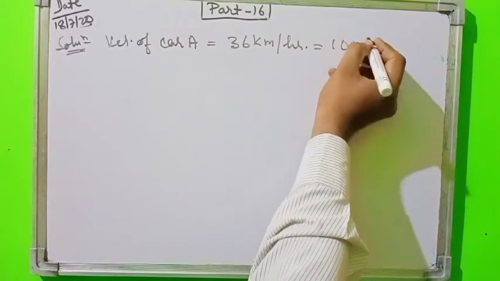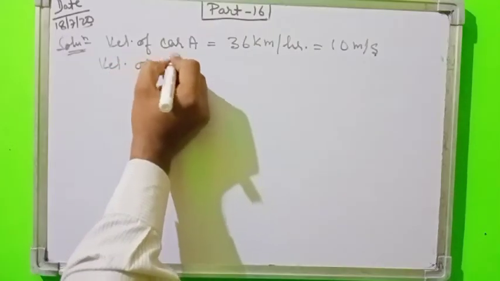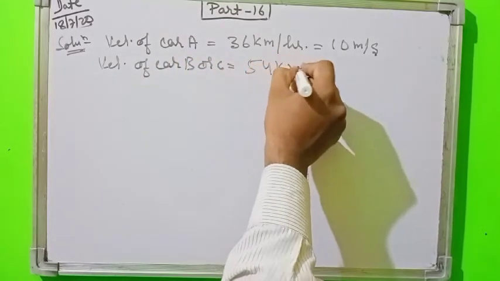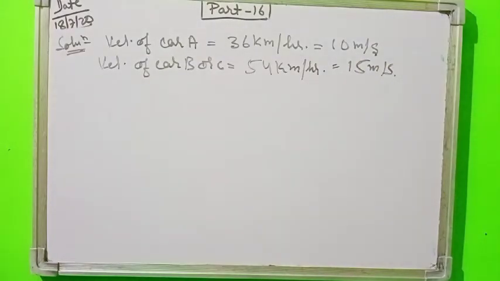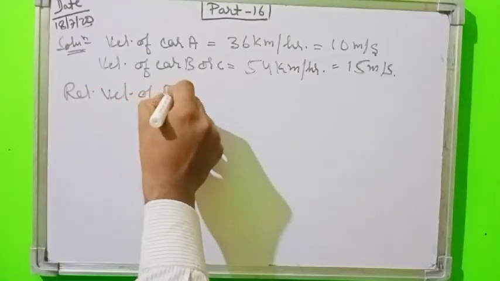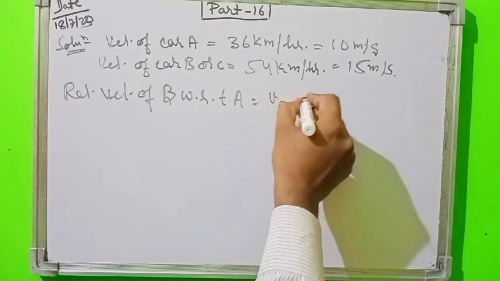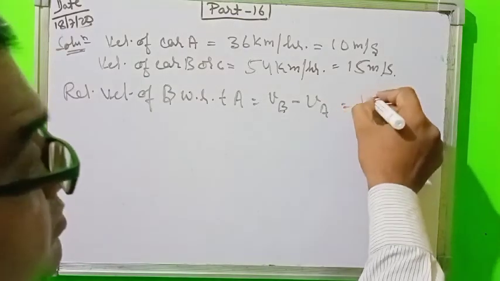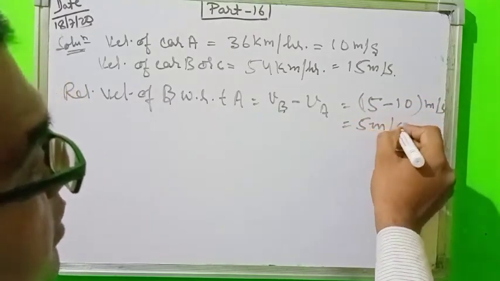Velocity of car A is 36 kilometer per hour, it means 10 meter per second. Velocity of car B or C is equal to 54 km per hour and it is 15 meter per second. Now relative velocity of B with respect to A, VB minus VA. VB minus VA means 15 minus 10, that is equal to 5 meter per second.